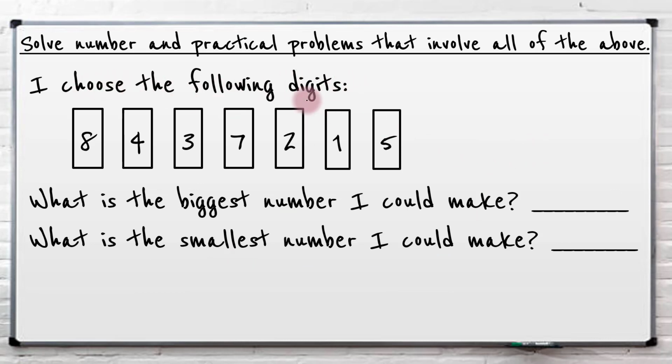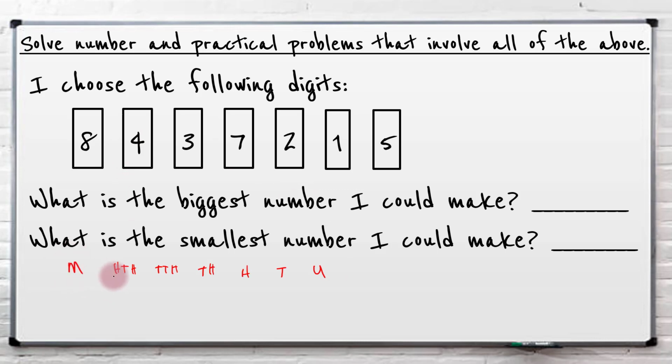I choose the following digits. So we've got 8, 4, 3, 7, 2, 1, and 5. What is the biggest number I could make? So if you think of this, if you want to make the biggest number, now we have got 1, 2, 3, 4, 5, 6, 7 digits. That means that we could go from the units to the tens, to the hundreds, to the thousands, to the 10,000s, to the 100,000s, and to the millions. So 7 digits, we could make a number that is a million.